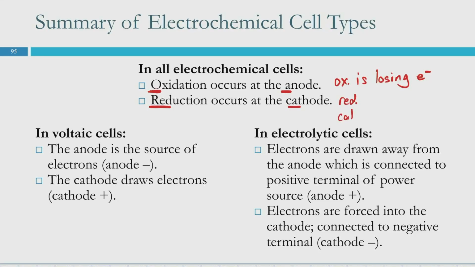So we've got our red cat mnemonic that the book recommends, and oxidation and anode both start with vowels, so those go together. Reduction is gaining electrons, so that's going to be the side where the electrons are flowing to in terms of our wire.